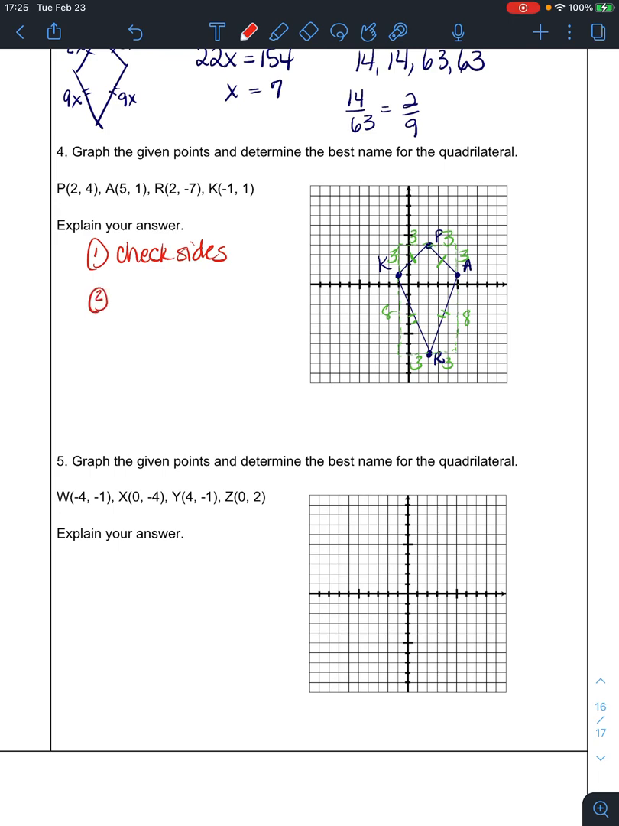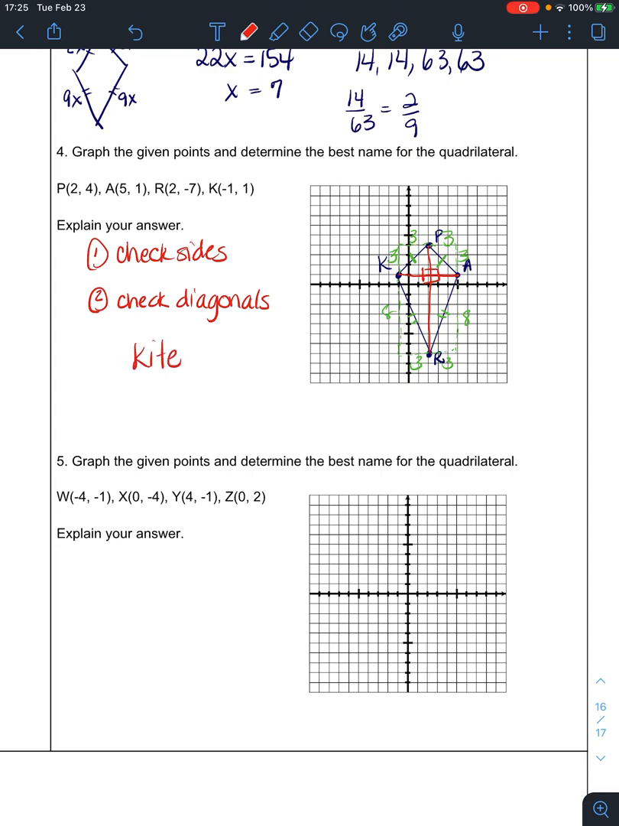So two, the other thing you could check is your diagonals. Because the other thing that can make it a kite is we can double check our diagonals. We need our diagonals to be perpendicular to each other, and we can tell we've got a vertical line and a horizontal line, so those are perpendicular. So this is a kite.